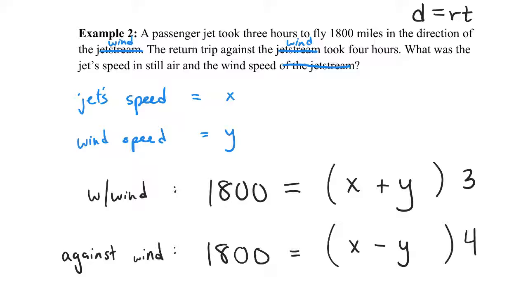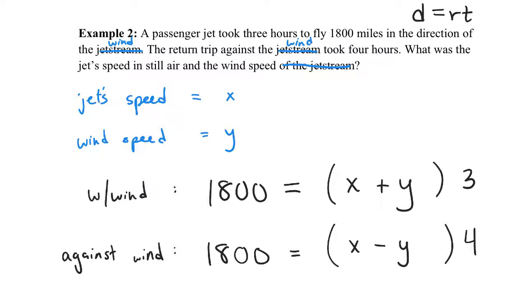Conceptually, though, do we get this concept? The distance traveled is the same because it's a round trip. The time on the way there is less because the wind is helping you. Helping means add the wind to your speed. Hurting you means take the wind speed away from the plane speed, and it's going to take you longer.